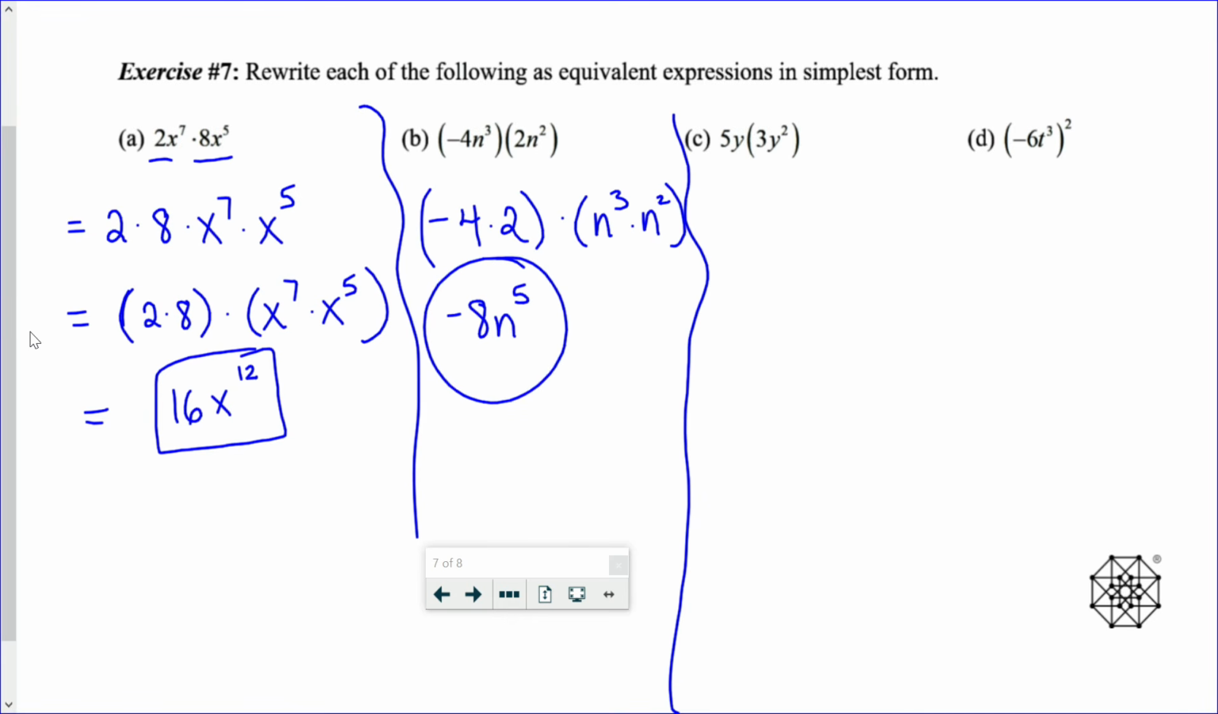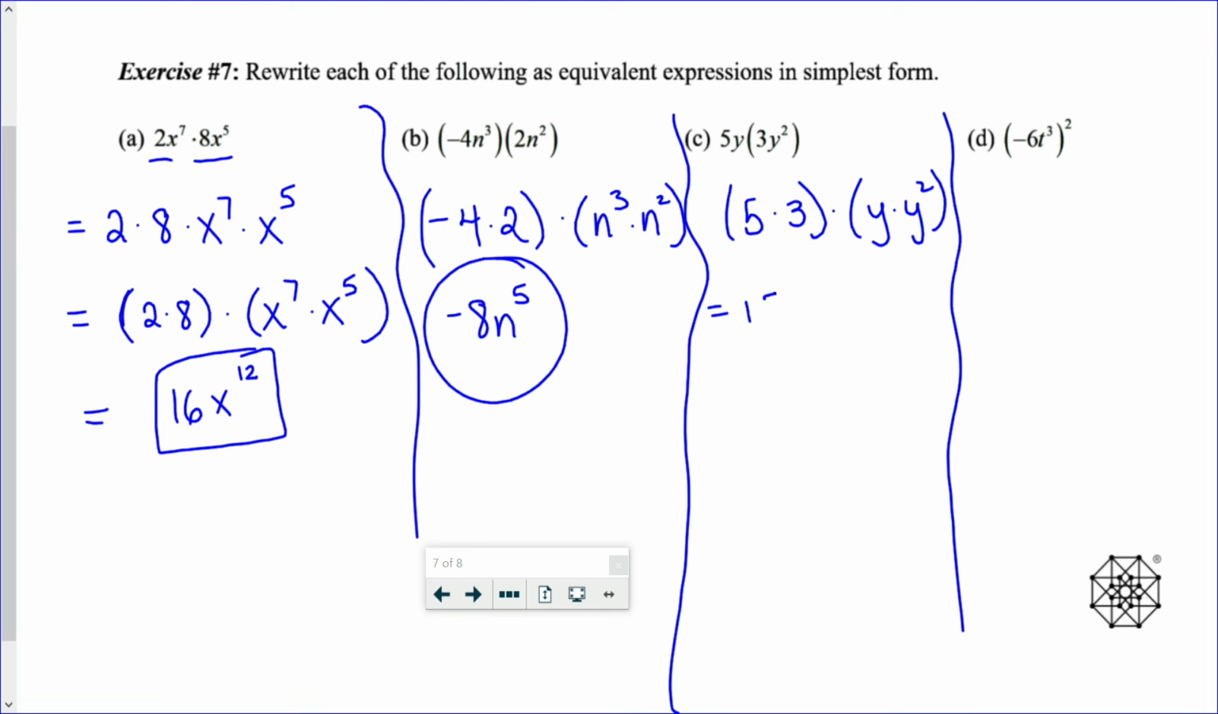Now, this letter C might be a little tricky because that 5y isn't in parentheses, but keep in mind it's still 5 times y times 3 times y squared. So again, I can group the 5 times 3 together. I can group the y times y squared together. 5 times 3 is 15. Y to the 1st times y to the 2nd is y to the 3rd. So I just get 15y to the 3rd.